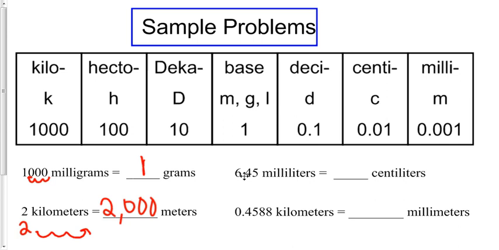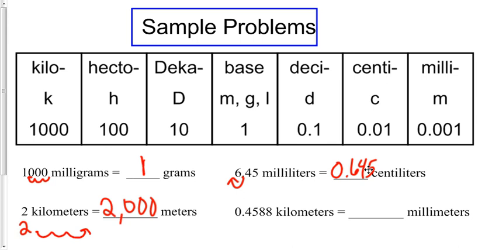All right, if I have 6.45 milliliters, and I want to figure out how many centiliters that is, well, here's milliliters here. To go from milli to centi, I just have to move to the left one time. So I need to move this decimal point to the left one time. 0.645.